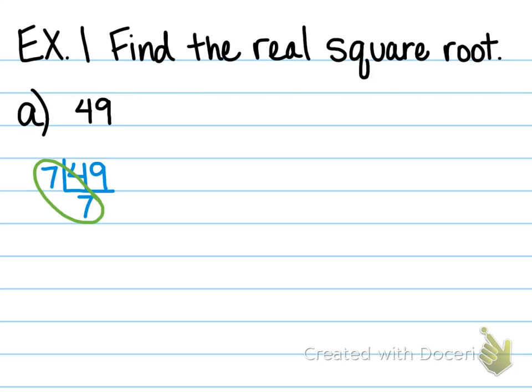Anytime you're simplifying a square root, that pair of numbers is going to come outside of the radical. Any leftover numbers would stay inside if they didn't have a pair. But since we just have a pair of 7s, our answer is going to be 7. But not only 7, it's going to be positive or negative 7, because I can do positive 7 times positive 7 to equal 49, and I can do negative 7 times negative 7 to equal 49. So when we're taking the real square root of a number, we're going to put positive or negative of that number in front.